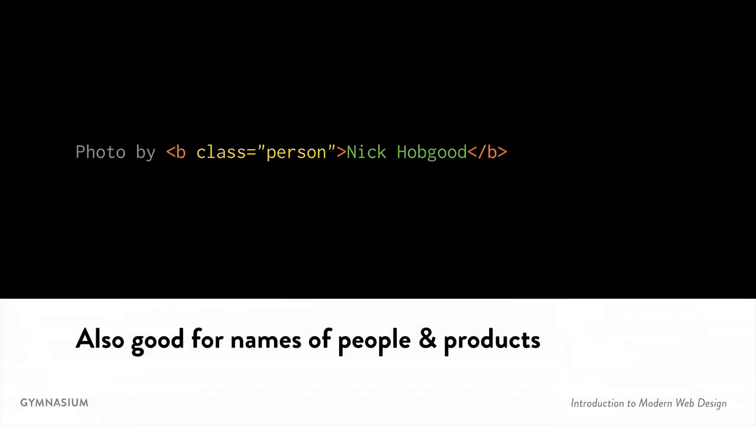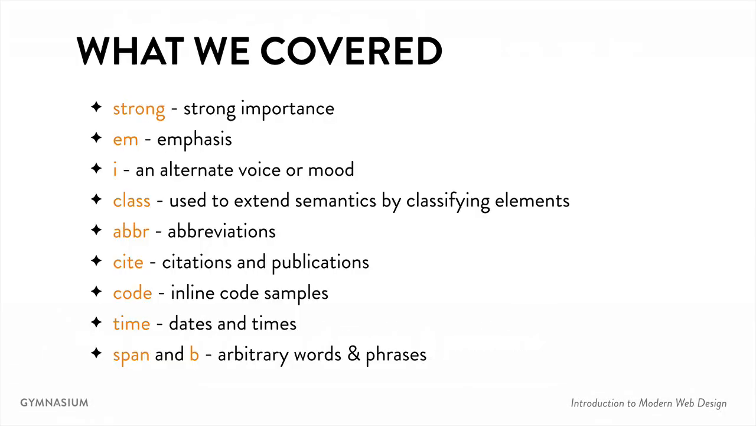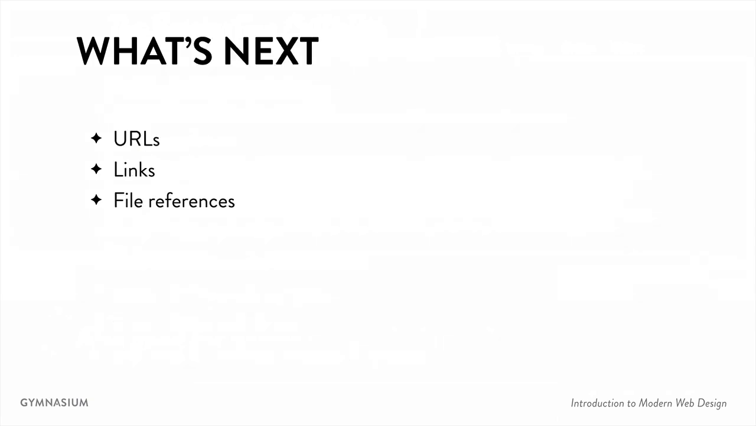So in this chapter, we've talked about a variety of text level semantic elements such as strong, emphasis, I for an alternate voice or mood or an alternate language, how to use classification to extend semantics, abbreviation elements, the cite element, code, time, and then arbitrary spans of text using span and B. In the next section, I'm going to talk a little bit about URLs, links, and file references before we dive into more organizational semantics.